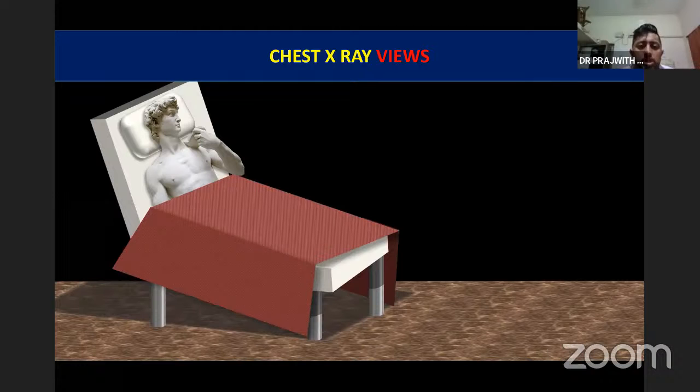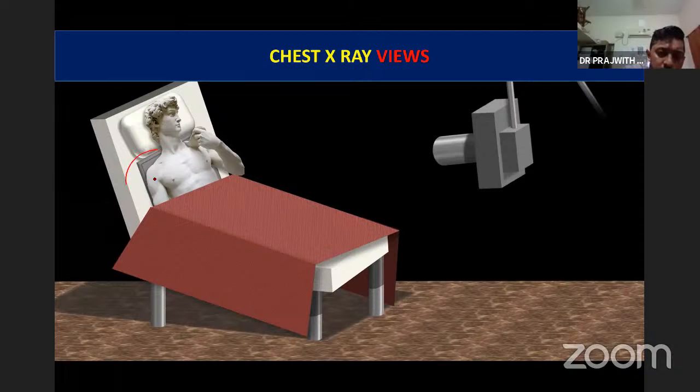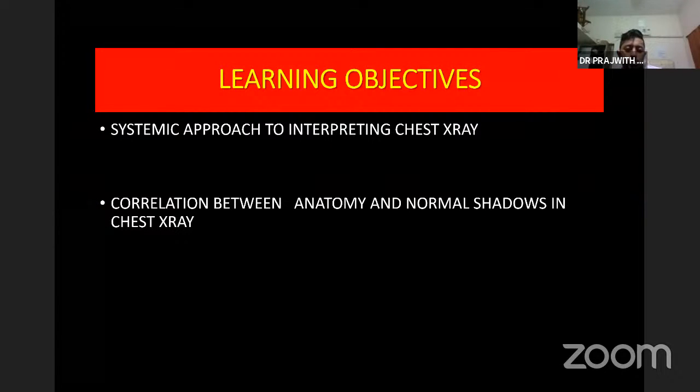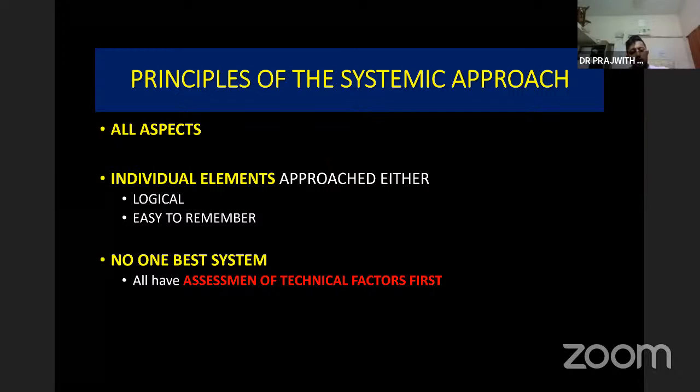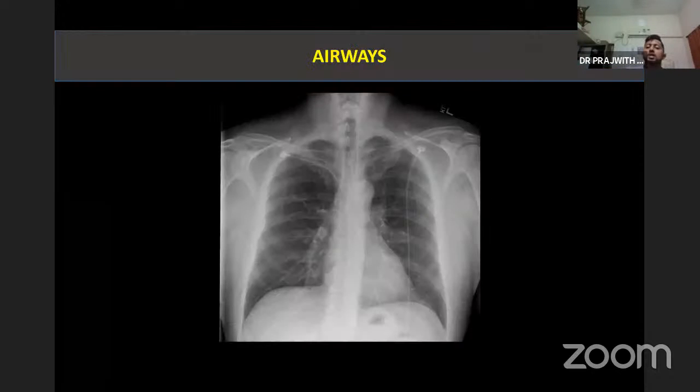Now, the chest X-ray views, we have this. Whenever I keep the film posterior to the patient and send the X-ray from anteriorly, this is called an AP view. So this is how chest X-ray imaging is done. Now, the next topic is a systematic approach to any chest X-ray. The main thing to see here is the correlation between anatomy and the normal shadows. Mainly we have an approach pattern, the ABCDEF pattern, or we can do it in our own way.